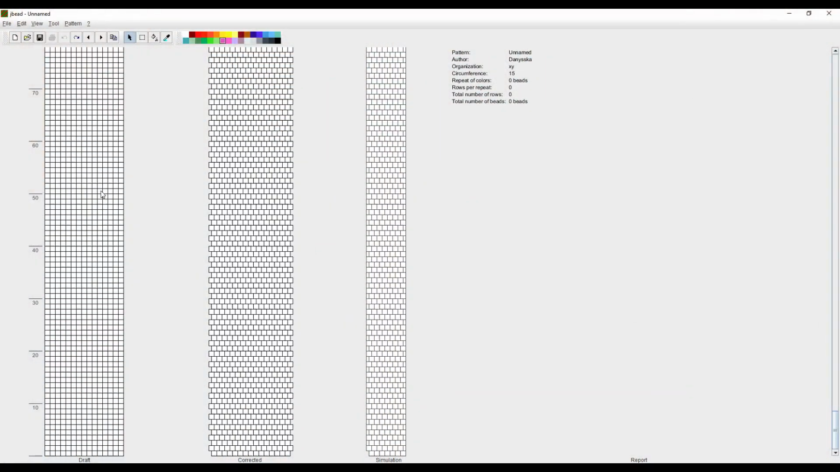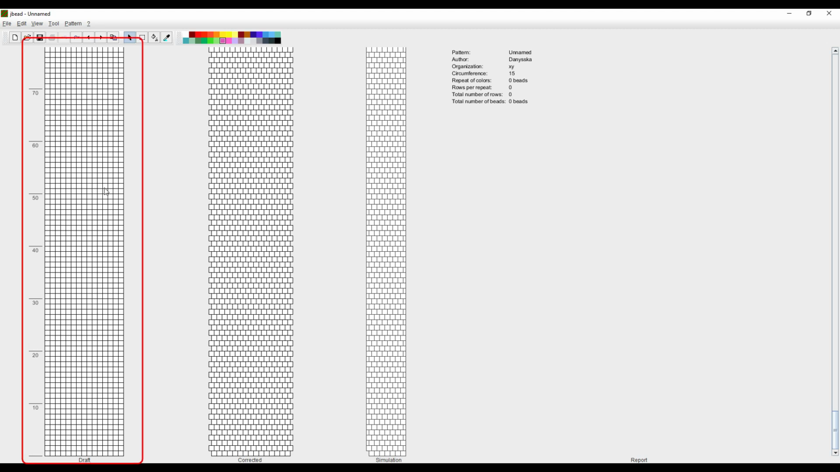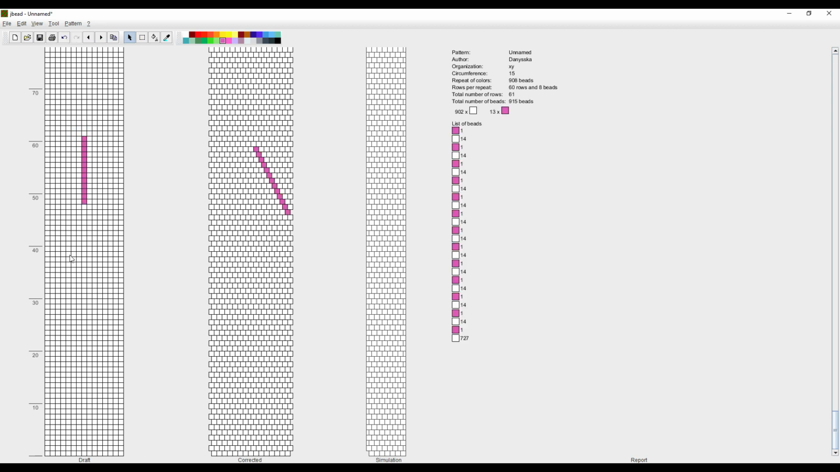In the previous tutorial about making patterns in jbead, I mostly worked with the first column called draft because, as you can see, it's more comfortable to draw lines here than in the other two columns. But you can draw in those columns too.